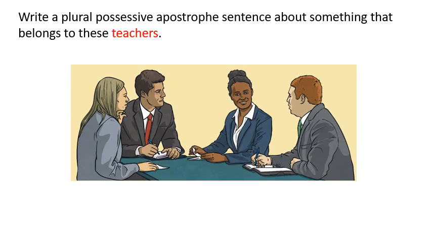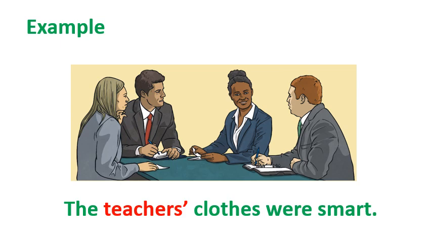This time we've got a group of teachers. Can you write me a sentence about something that belongs to them? Here's an example of what you might have written. The teachers' clothes were smart. We've got a group of teachers. The plural noun ends in an S already, so we just add an apostrophe. It shows that the clothes belong to all the teachers.